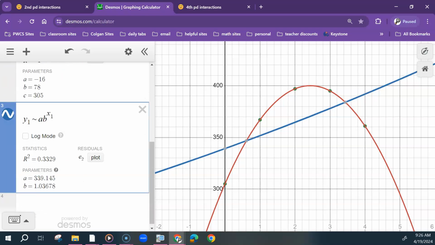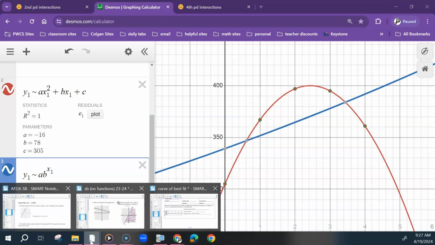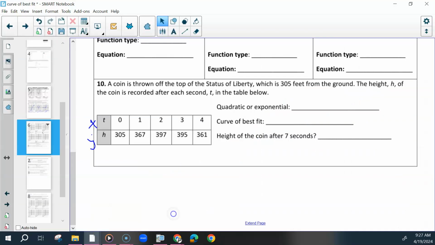So if I'm looking at both of my correlation coefficients, the exponential is really weak, but this one is 1, so that would be my answer. So go ahead and write that equation down. y equals negative 16x squared plus 78x plus 305.